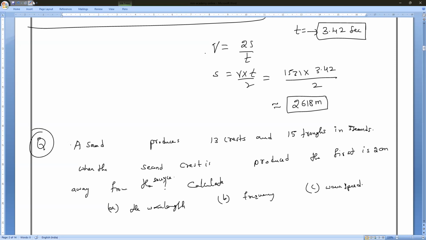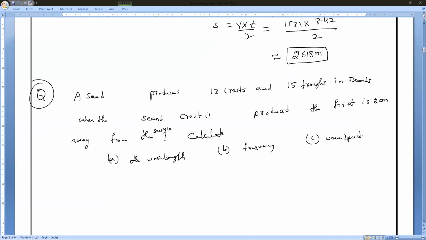So how many troughs are produced? 15 troughs and 13 crests. So wave will start from where? Anybody can tell me? Wave will start from mean position or go crest or trough first? 15 troughs and only 13 crests. So it will start from where? Trough. So trough and then first crest and then second crest.